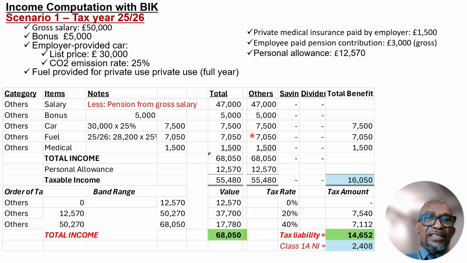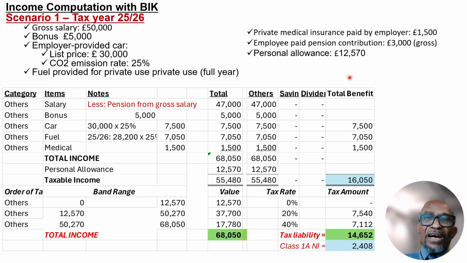The car benefit, as I said, the price list is 30,000. So it's 30,000 times the CO2 emission 25%, which gives us 7,500, which we extend again to the total column. The fuel provided by the employer for the year, the multiplier amount is 28,200 for that particular year, times 25%, that gives us 7,050 for benefit value. Put it in this section here. Extend it to the total column. The medical insurance is 1,500, put it under earnings again as a benefit, and then extend to total.